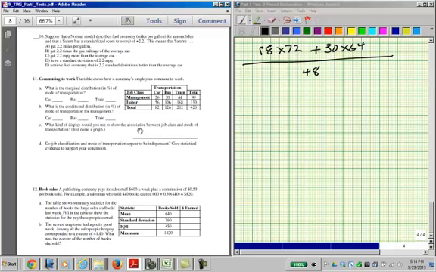What is the conditional distribution in percentage of mode of transportation for management? So you go to the management row. There's 90 managers. 26 out of 90, 20 out of 90, 44 out of 90. Convert those to percentages. You get 29, 22, and 49%.